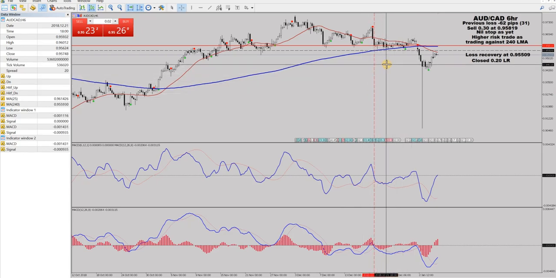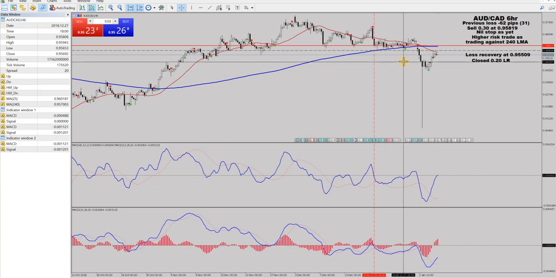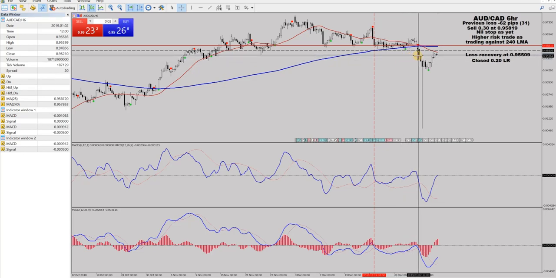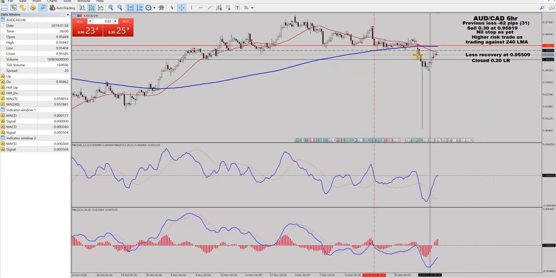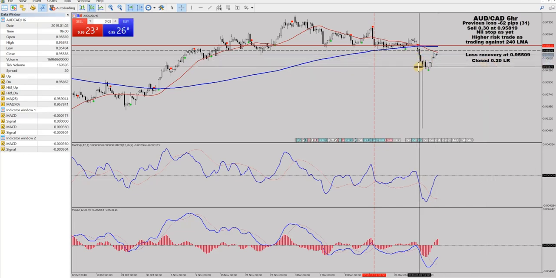What am I doing over there? Sort of went sideways over the Christmas period. Remember, this is a 6-hour chart. And it went down. My loss recovery level was that black dotted line, which I needed. Wasn't much. So that's 2/3 of my trade closed out.